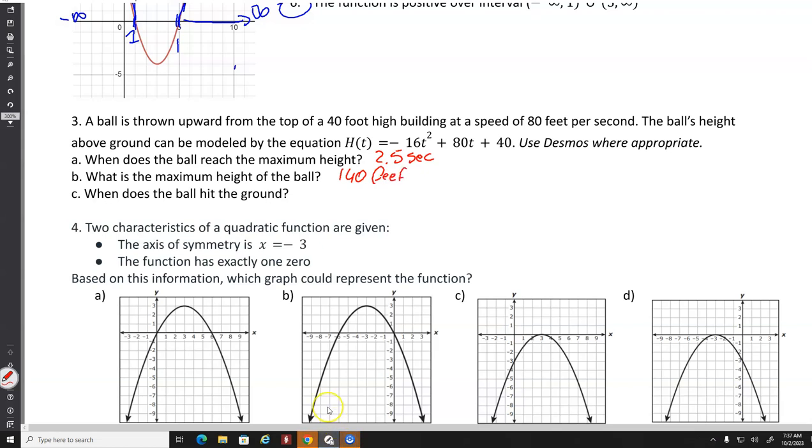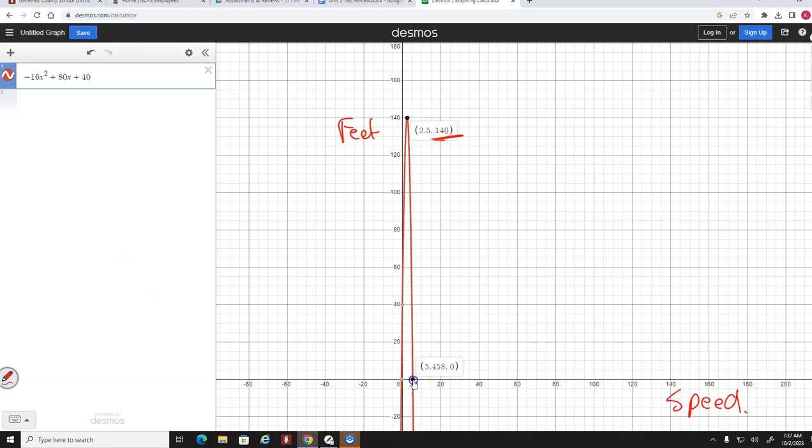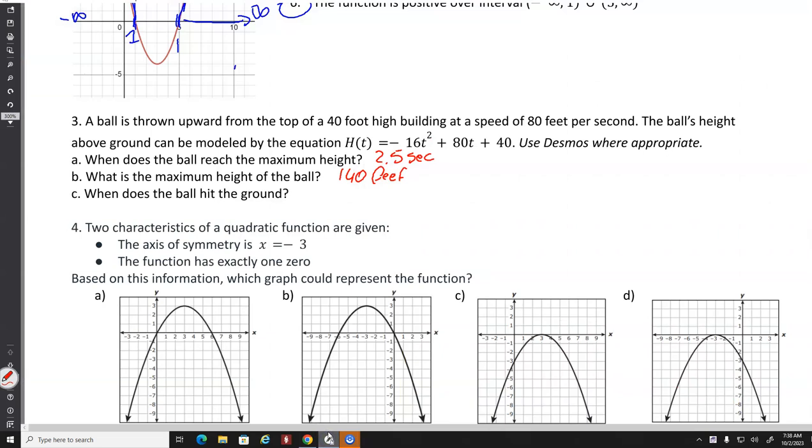Now this third question is asking, when does the ball hit the ground? And of course, we have to look at the graph right here. All right, click where it touches the ground right here, after the ball falls. And of course, the question is when. So we talk about time. So it's 5.46 seconds if you round it out. So again, please use Desmos to answer those questions, okay?